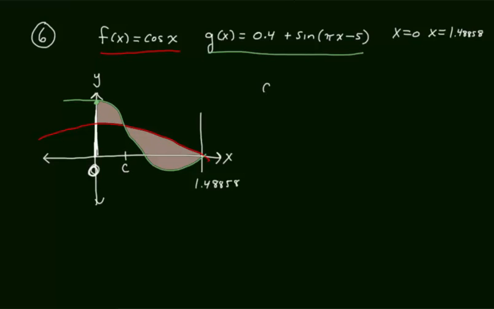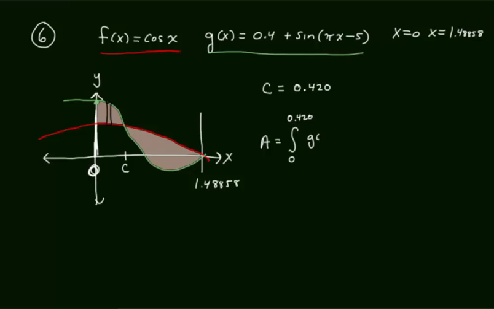I'll call that point of intersection C. And these two curves intersect at C equals 0.420. That's where the behavior of the rectangles will change. So our area is going to be the integral from 0 to 0.420. The top of the curve is the green or sine, and the bottom is the red or cosine.